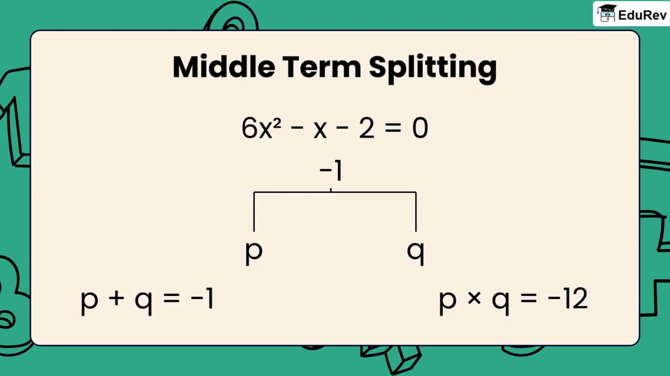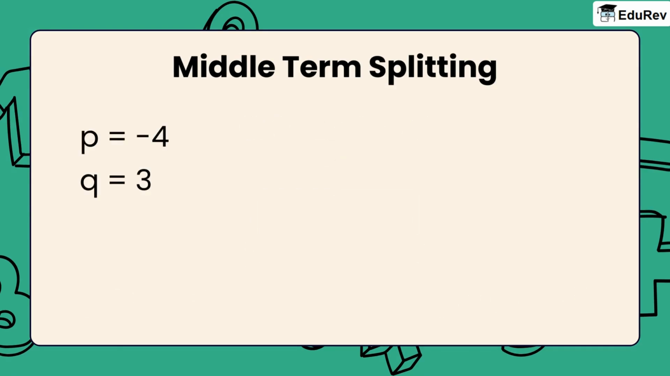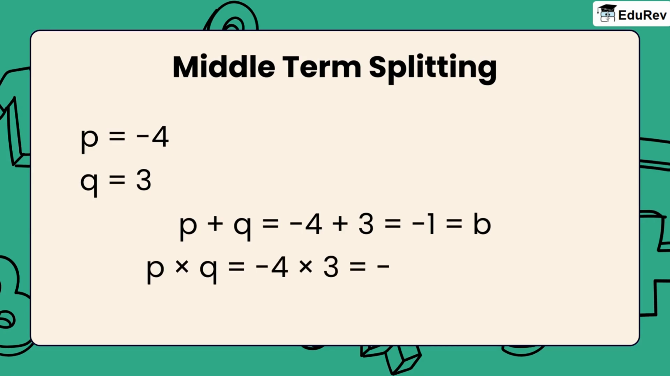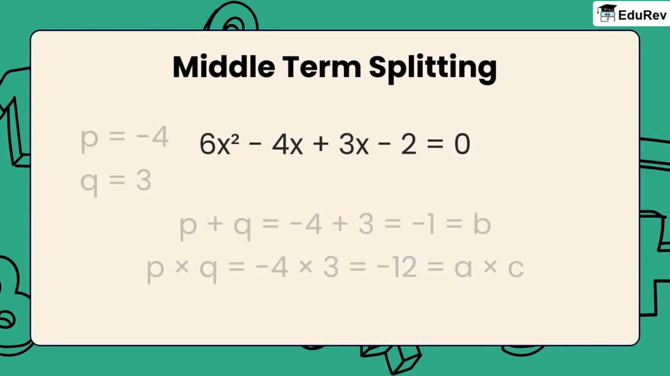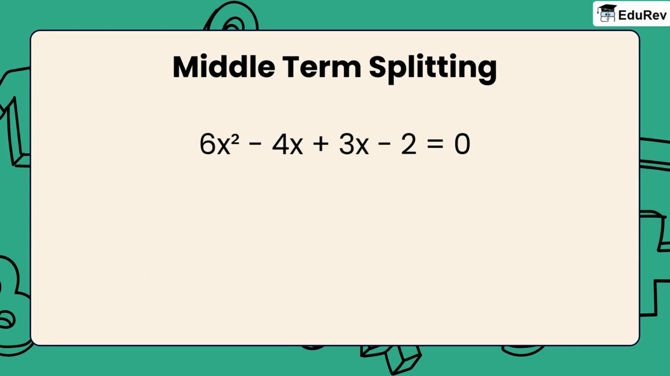Think yourself. p can be minus 4 and q can be 3. Let's check once if these values satisfy the conditions. p plus q equal to minus 4 plus 3 equal to minus 1, and it is indeed equal to b. p into q equal to minus 4 into 3 equal to minus 12, and this is equal to a into c equal to minus 12. So, we write 6x square minus 4x plus 3x minus 2 equal to 0.